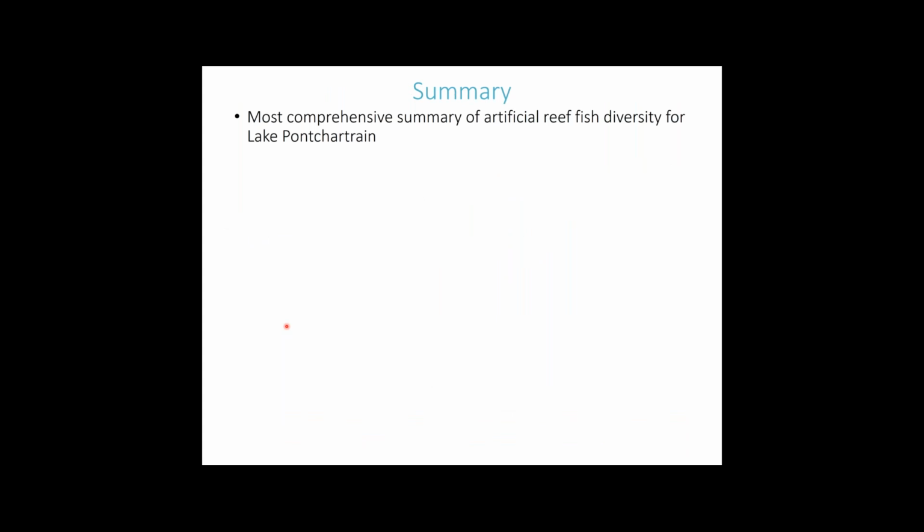So today, this has been the most comprehensive summary of artificial reef fish diversity studies in Lake Pontchartrain. In the previous study, we collected 23 species known to occur at the reefs. We got 64. Now, obviously, this is somewhat artificial because now we have river species being detected at the reefs.